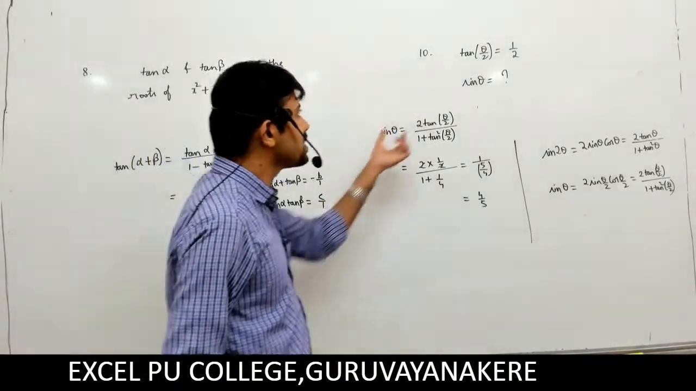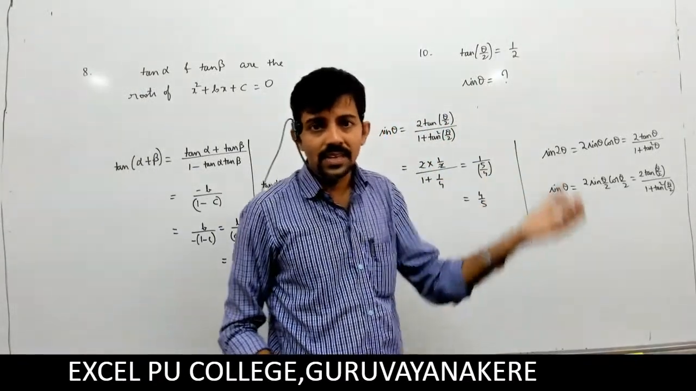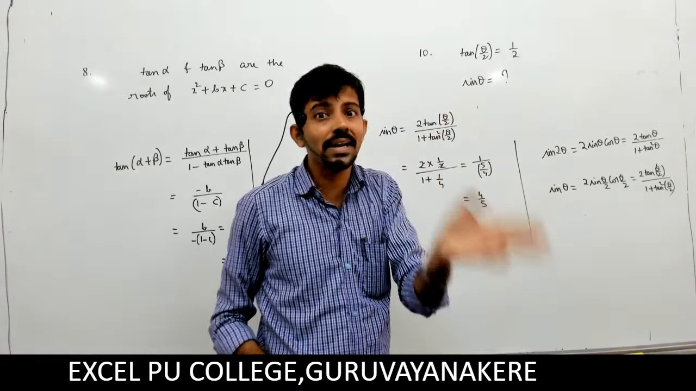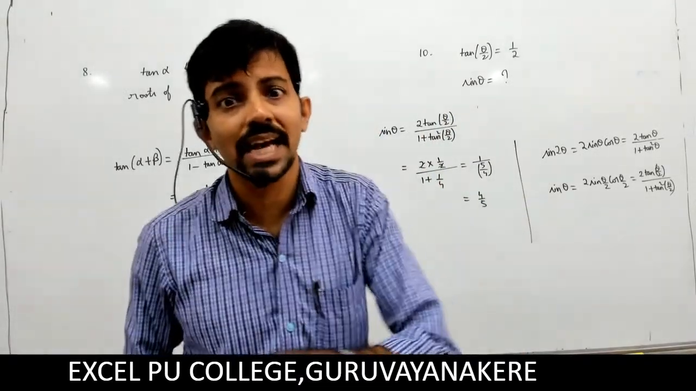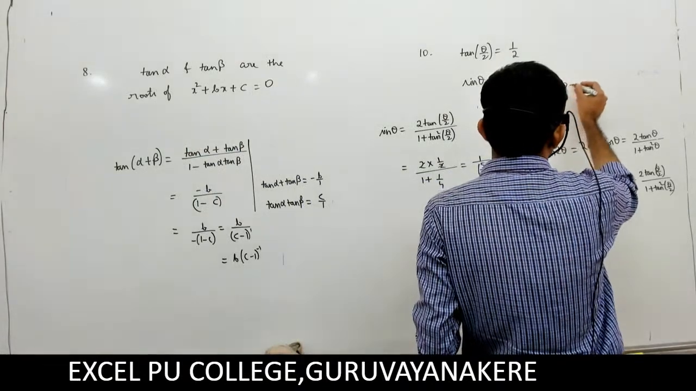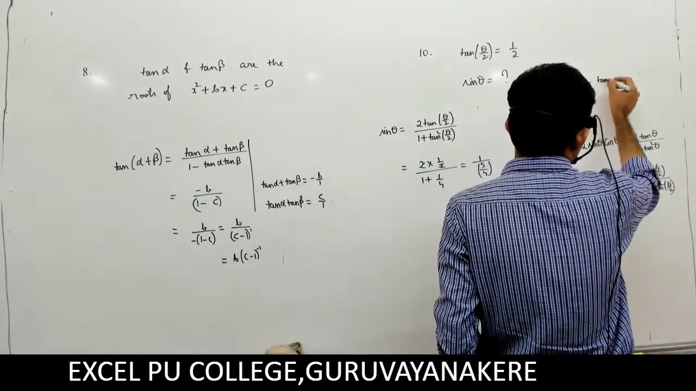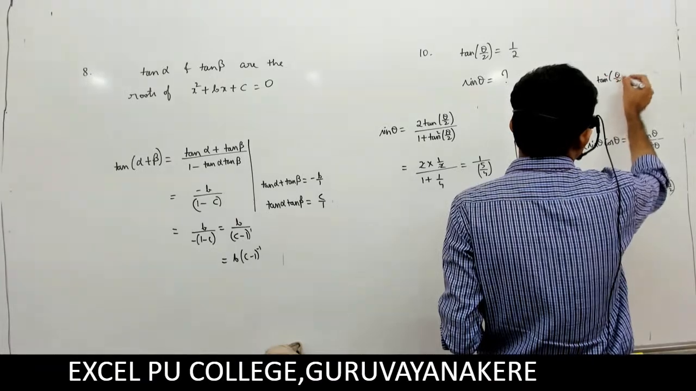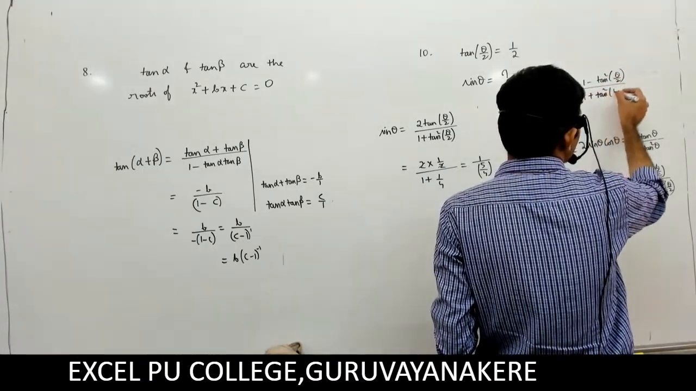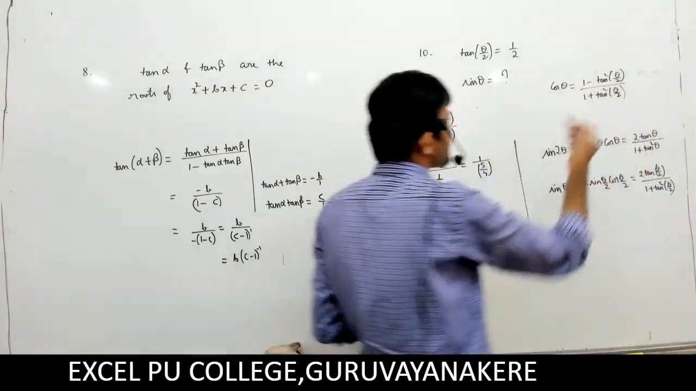Similarly, they can ask you to find cos theta. Tan theta by 2 is half. What is cos theta? In that case, apply the formula: cos theta is 1 minus tan square theta by 2 divided by 1 plus tan square theta by 2. This is the half angle formula for cos theta in terms of tan.